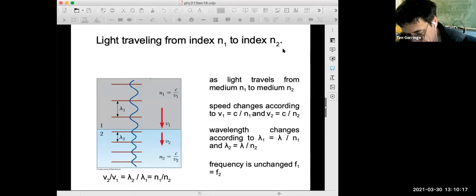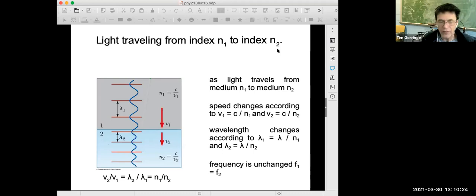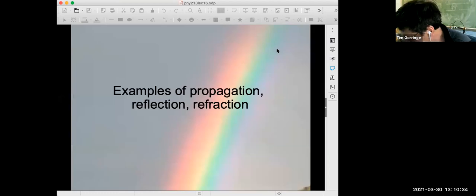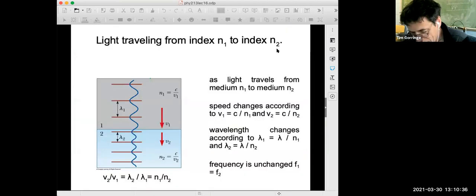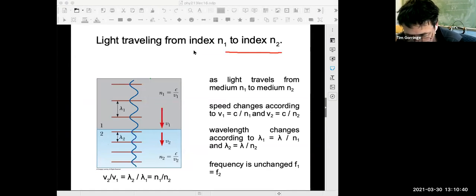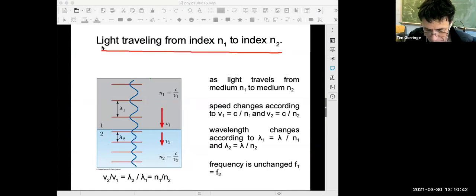Okay, that was the speed of light in different materials. This slide looks at not just the speed of light in different materials, but also the wavelength of light and the frequency of light. And specifically, I want to imagine light traveling from one medium to another medium again.